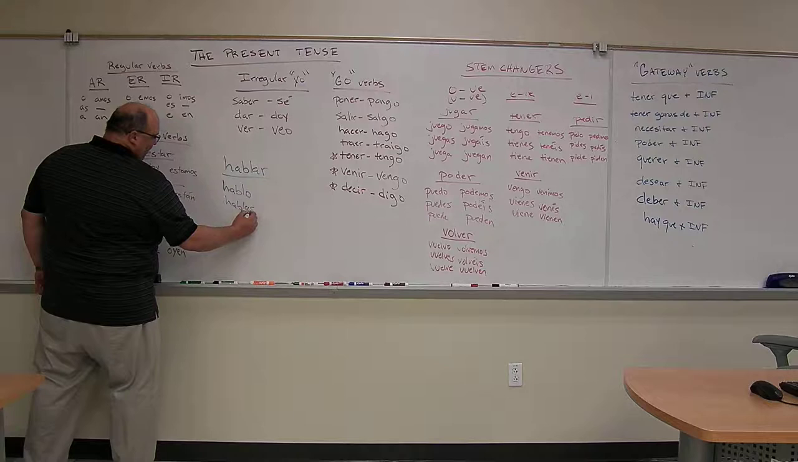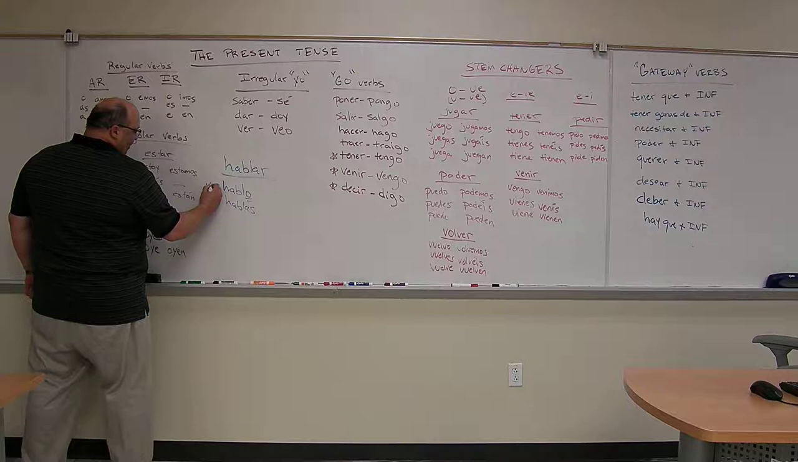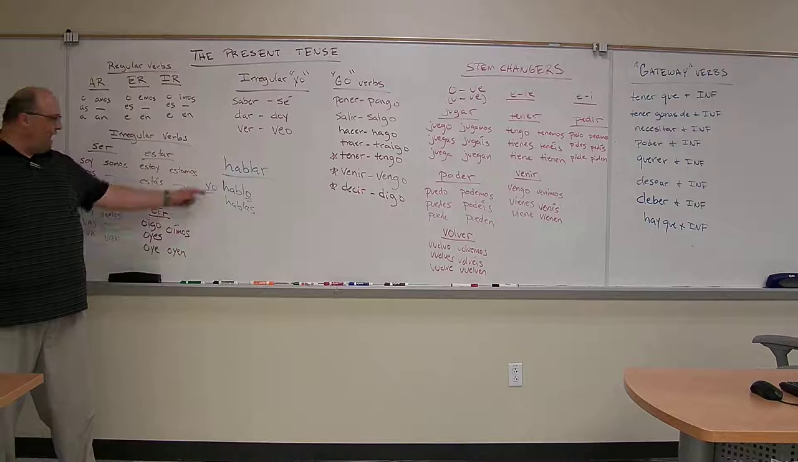Hablas. Now, who can be doing this action? Well, it ends in an O, and that corresponds to the pronoun yo, which means I. So yo is the only person that can be doing this action. I am the only one that can do this. The same thing with tú. Tú hablas. Yo hablo. Tú hablas.